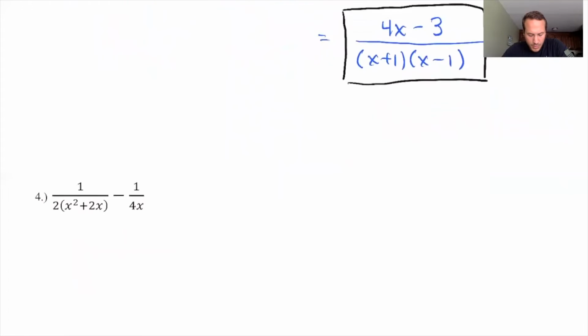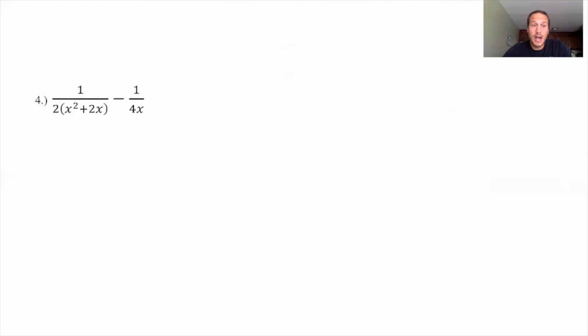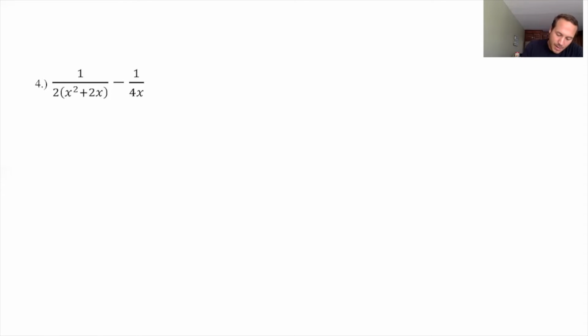We've got one more to try here. Now, again, that denominator looks a little bit on the stranger side. What is it that I could do with this problem? Well, if you look, I can actually factor that left fraction a little bit more, and that might make my life a little bit easier. I'm going to have 1 over 2. I'm going to pull out an x. And if I pull out an x, I'm left with x plus 2 minus 1 over 4x.